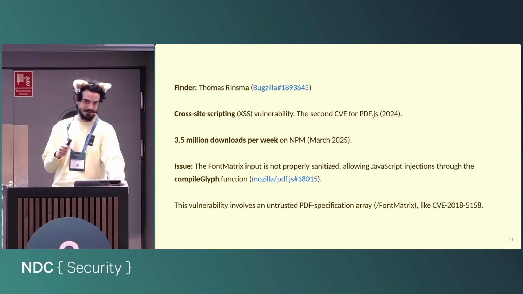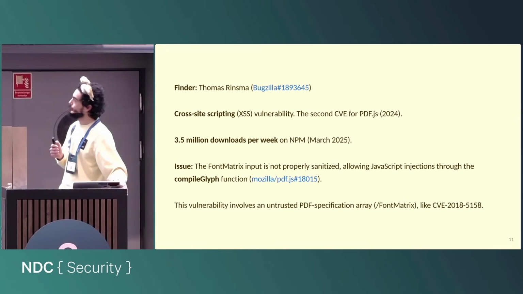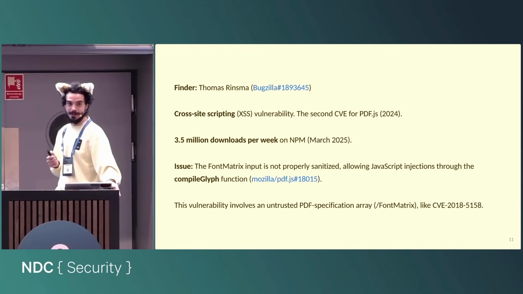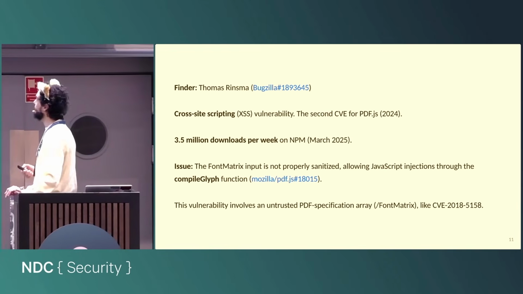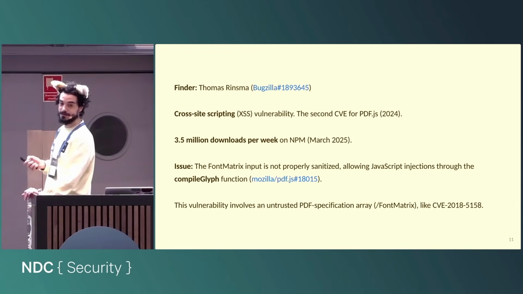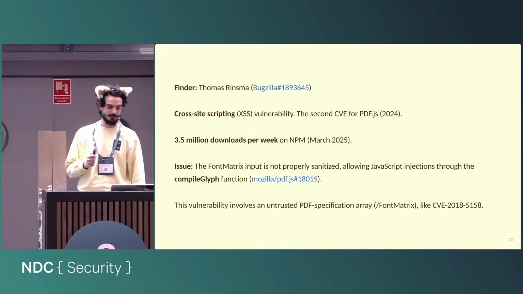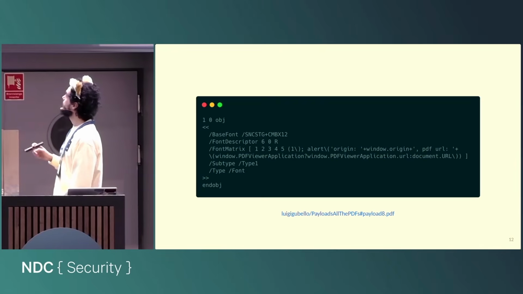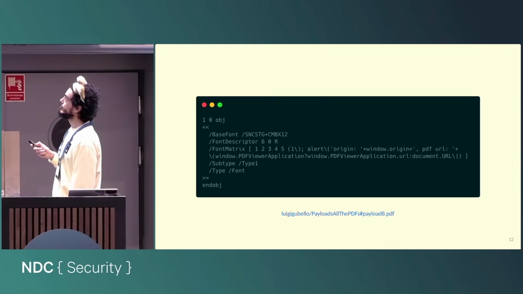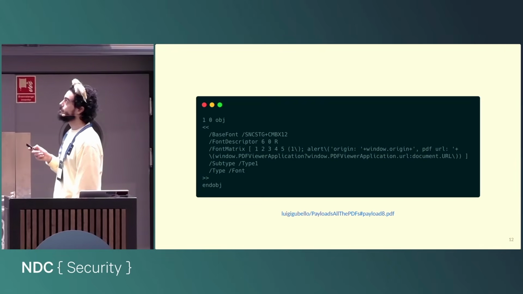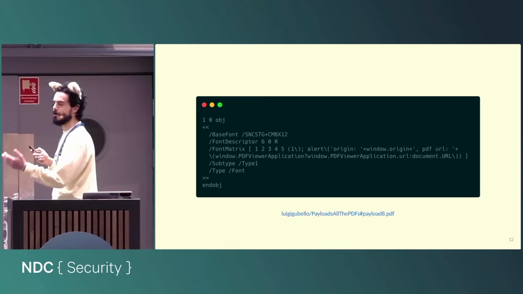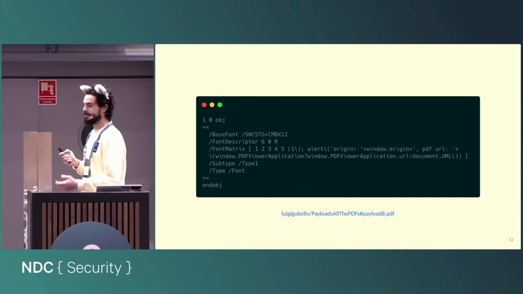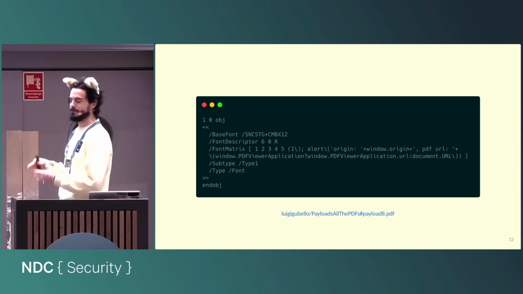What is interesting here is that the cross-site scripting vulnerability was introduced in a similar way to the previous 6-year-old vulnerability. It's again an array that was not properly sanitized. We can see here the payload, and the structure is the same. We have an object, in this case, font matrix.